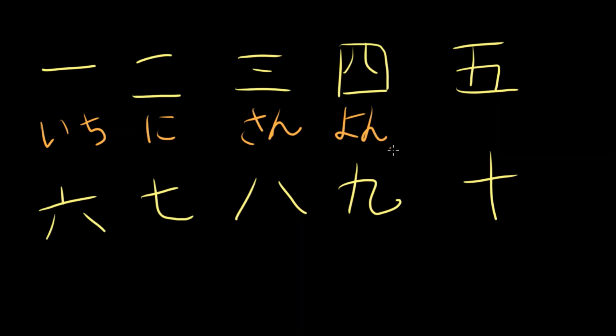4, which can also be pronounced shi. There are times when you must use, for example, shi. For example, the 4th month, April, is called shigatsu. It's using this character, shigatsu. You must say shi in that case. You can't say yongatsu. Well, not that I'm aware of.